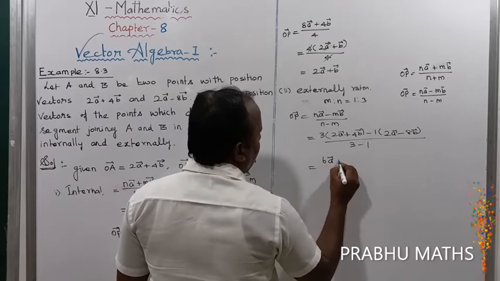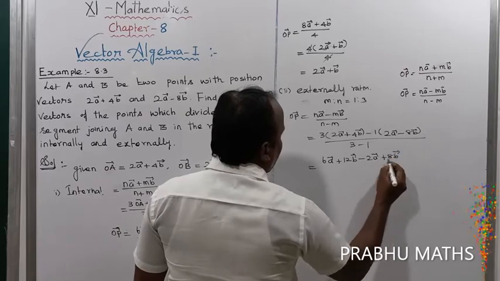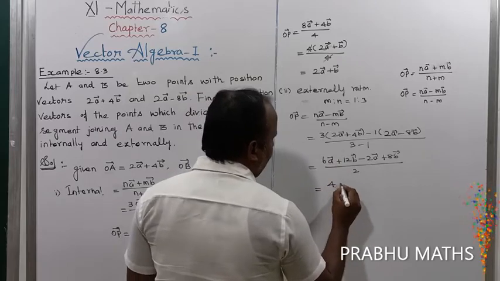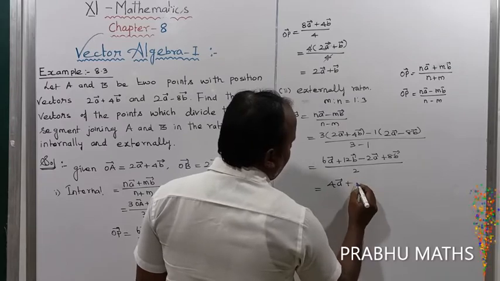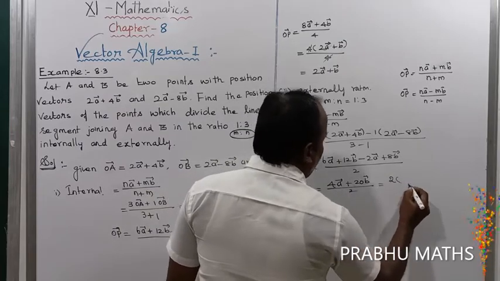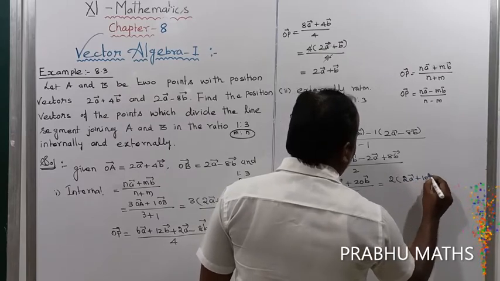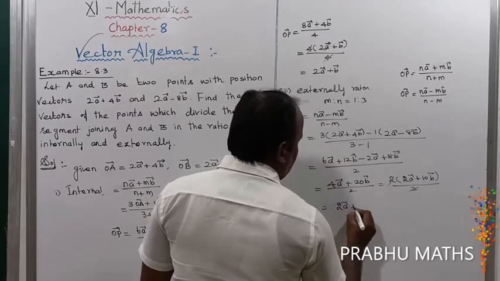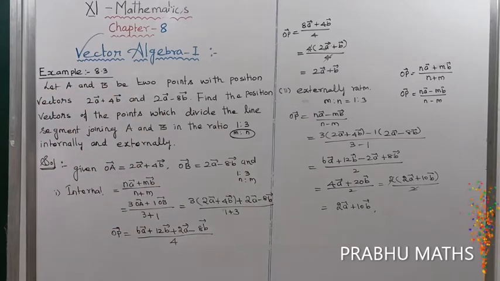Next, inside multiplication: 6a vector plus 12b vector minus 2a vector plus 8b vector, whole divided by 2. This gives 4a vector plus 20b vector, divided by 2. 2 is a common value, so 2 times (2a vector plus 10b vector) divided by 2. The 2 cancels, so OP is equal to 2a vector plus 10b vector. So that is the internal and the external ratio of the vector.